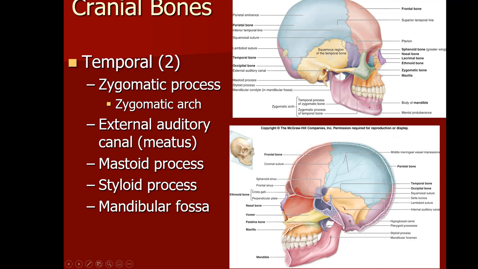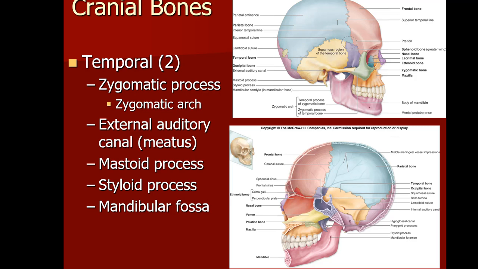Other bone markings on the temporal bone include the external auditory canal, or meatus. That's basically the ear canal. The mastoid process, which is this big, broad, rounded structure sticking downward. That's the mastoid process. We have some muscles that attach there. Then we have a styloid process, which is the more pointed process right here. Think of a stylus like a pen you were going to write with. Kind of looks like a pointed pen. So styloid process. And we are going to have other styloid processes in other parts of the body too.